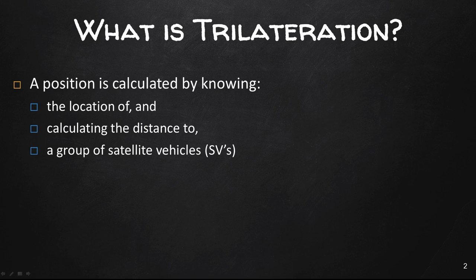So fundamentally, three-dimensional trilateration isn't much different from two-dimensional trilateration, but it's a little bit more tricky. So we're going to use a 2D example to illustrate this. Essentially, a position is calculated by knowing the location of, and calculating the distance to, a group of satellite vehicles. So if we know where those satellite vehicles are and we have a receiver, we can then determine where we are.